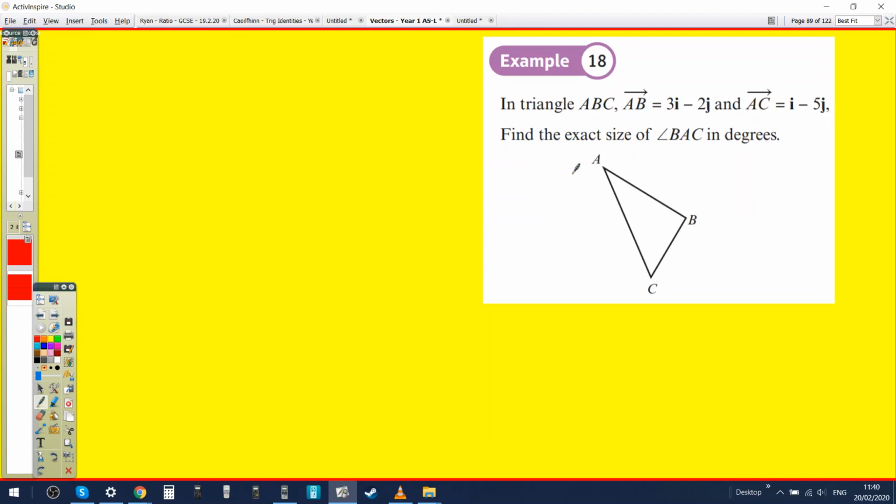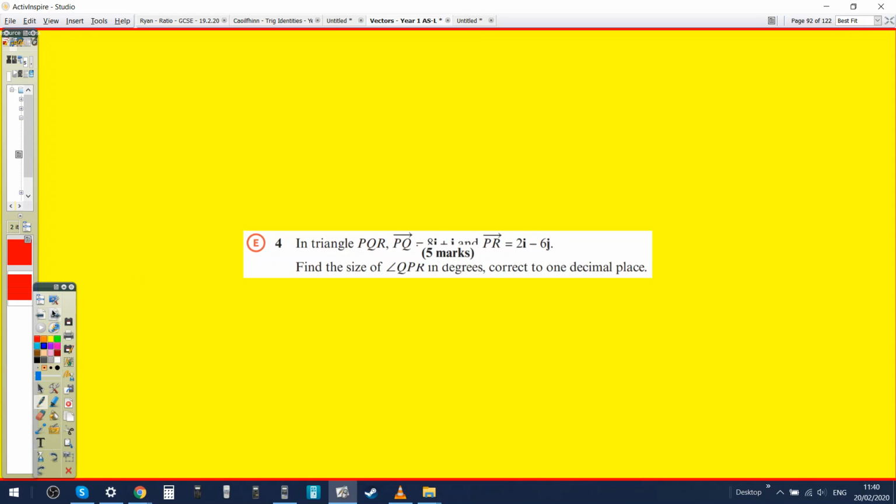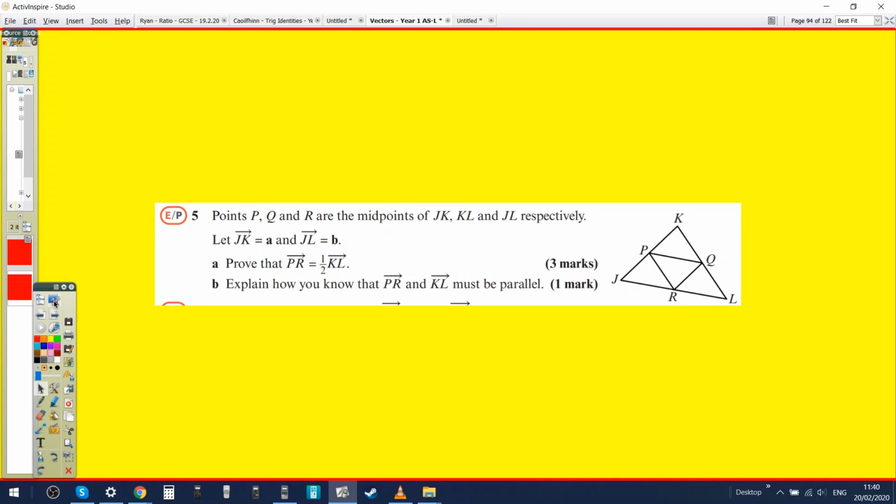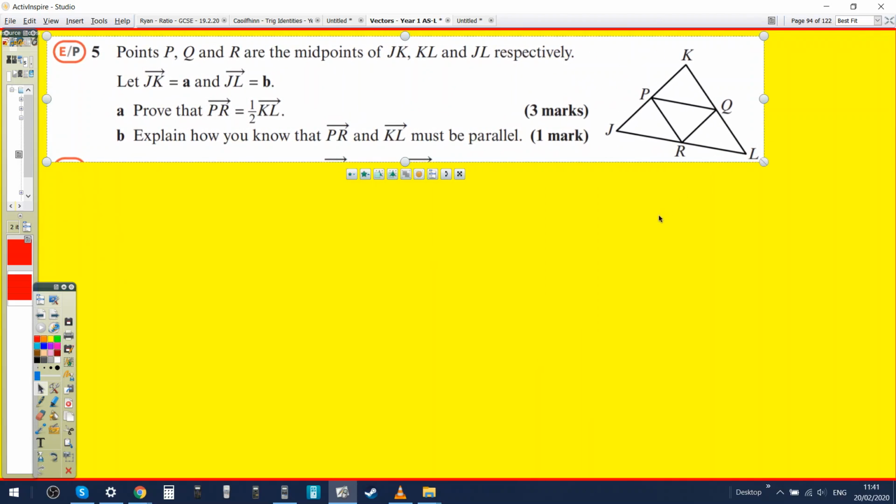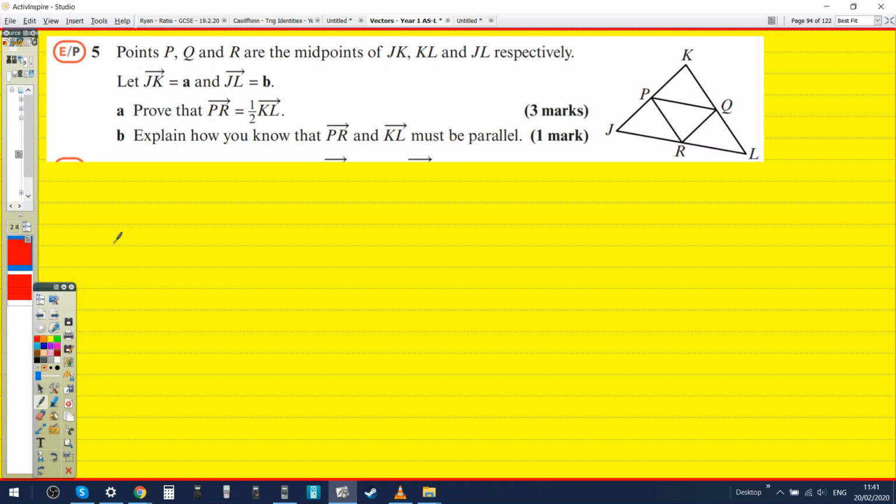Okay, alright, I'm abandoning that one. Let's see, this one, find the exact size of this angle. I just want to see if there's a similar one to that parallelogram one. Oh no, I did nothing like it. Okay, let's try this one. Do I need to put the A onto JK? So J to K is A. And JL is B. So prove PR equals half K. And those are the midpoints.